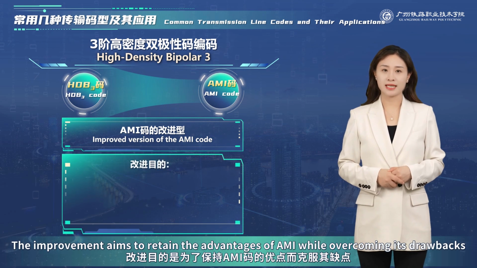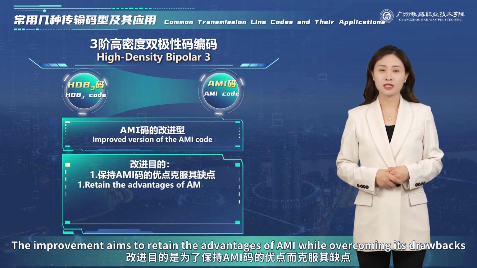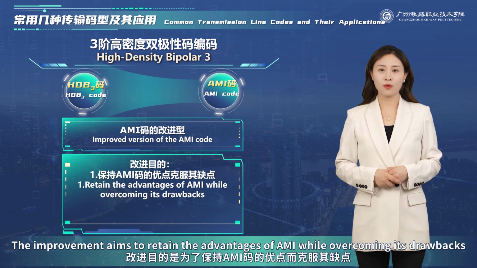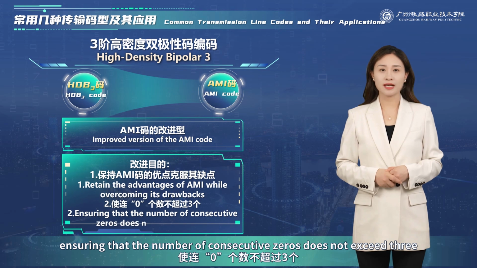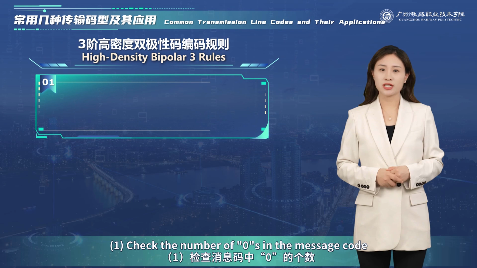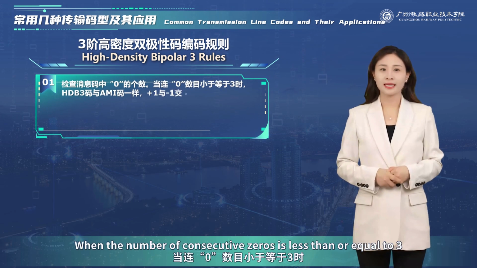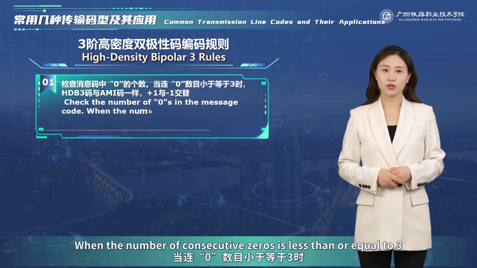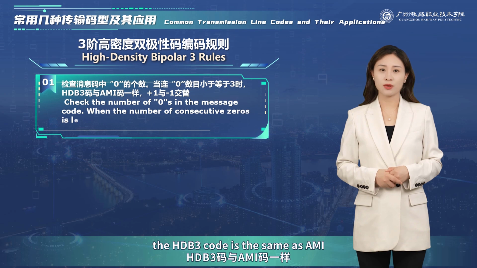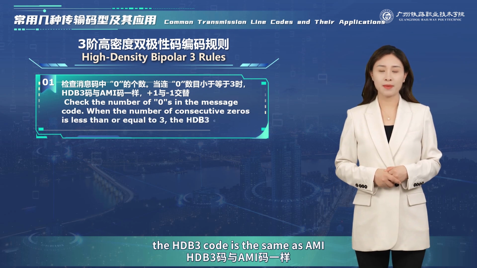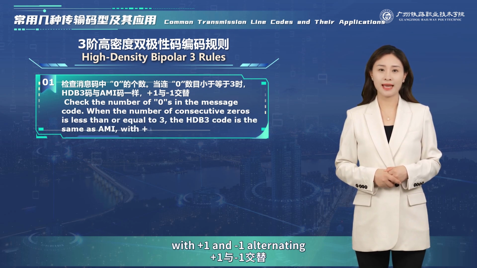The improvement aims to retain the advantages of AMI while overcoming its drawbacks, ensuring that the number of consecutive zeros does not exceed 3. 1. Check the number of zeros in the message code. When the number of consecutive zeros is less than or equal to 3, the HDB3 code is the same as AMI, with +1 and -1 alternating.